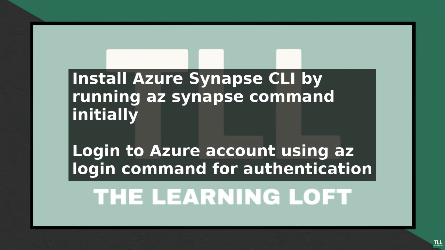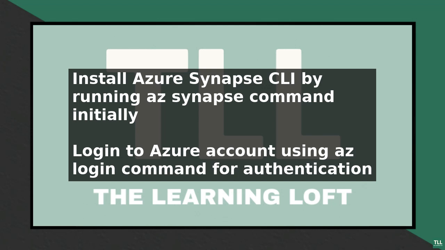After logging in, you can create a new Azure Synapse workspace by running the command az synapse workspace create and providing the required parameters such as the name of the workspace and the resource group it will be in. You can then create a new Azure Synapse Spark pool by running the command az synapse spark pool create and providing the required parameters such as the name of the Spark pool and the number of nodes it will have.